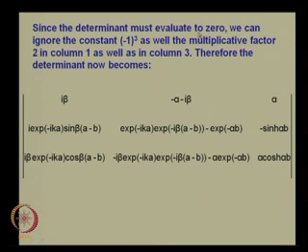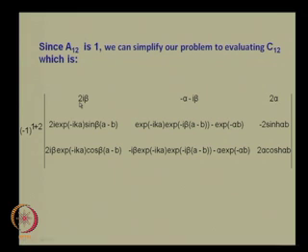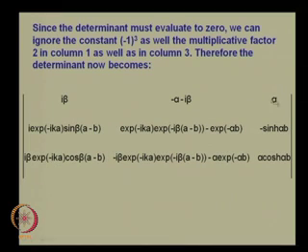So since the determinant must evaluate to 0, we can ignore the constant minus 1 power 3 as well as the multiplicative factor 2 in column 1 as well as in column 3, right. So there is a multiplicative factor here and a multiplicative factor here, we can ignore those, so we can remove this 2 and we can remove this 2, all the 2's here, and so the determinant now becomes something that is of the form that is shown here.